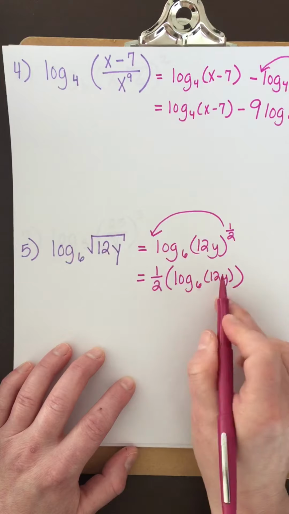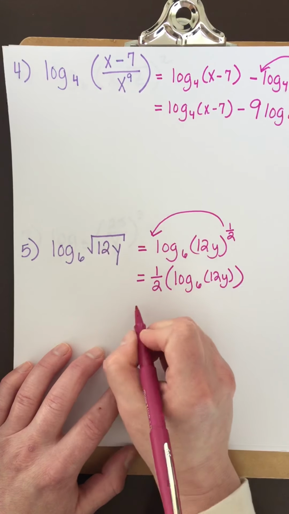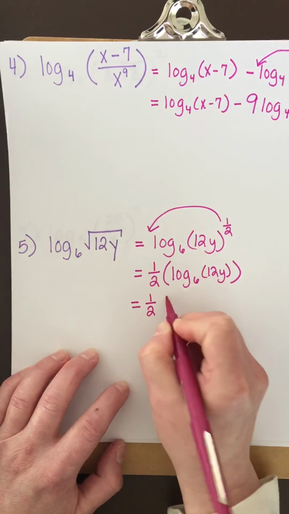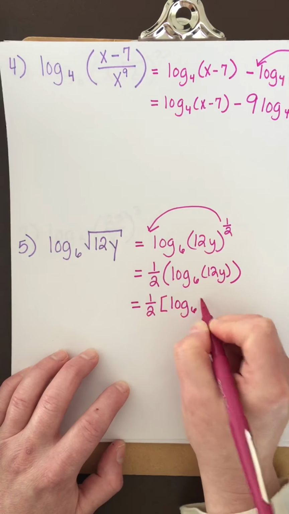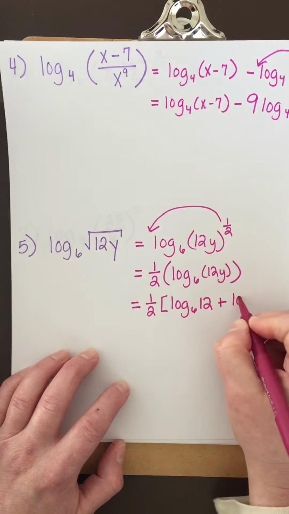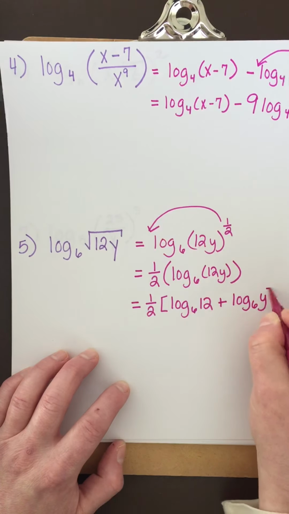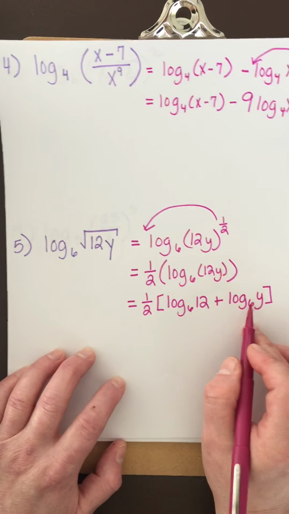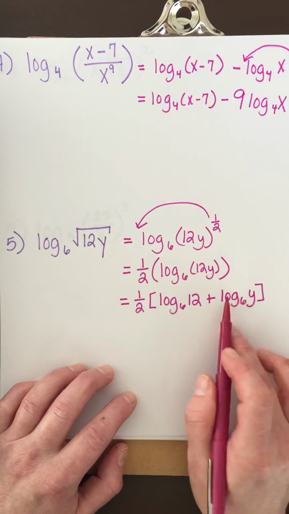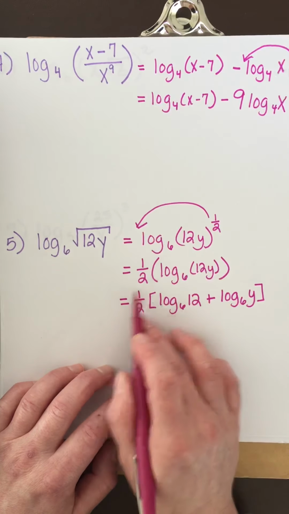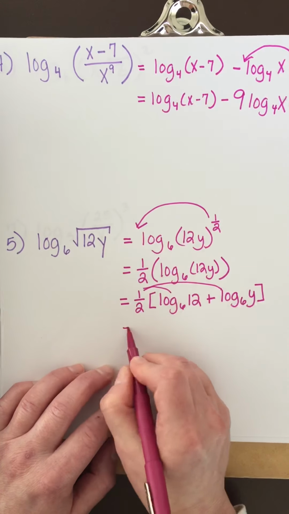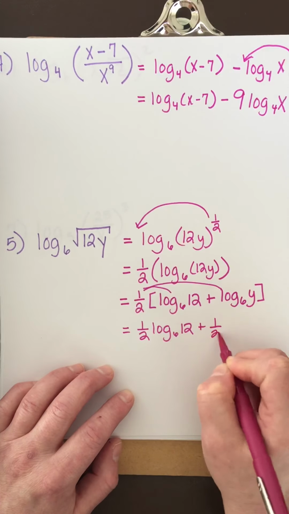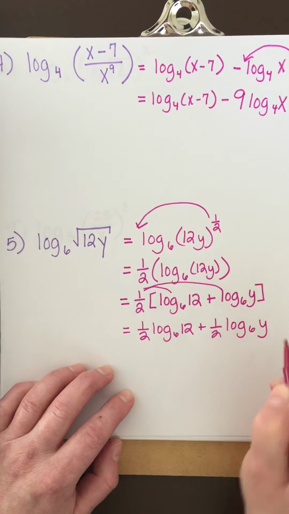So remember, when I evaluate that, 1/2 is going to go with both of those. So now I'm going to use the product rule, and this will be 1/2 times the log base 6 of 12 plus the log base 6 of y. So I took this product and changed it to a sum with the log of each factor. All right, and I can't simplify this and I can't simplify this, so I'm going to go ahead and just use old school distributive property. And that'll be 1/2 the log base 6 of 12 plus 1/2 the log base 6 of y.